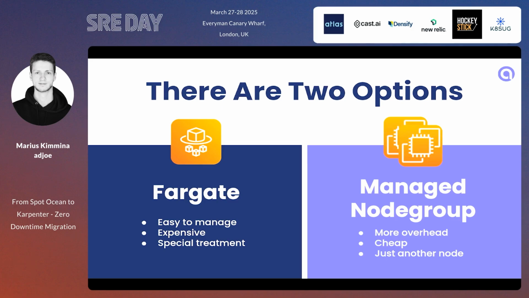Fargate, on the other hand, is the serverless option by AWS, so you don't worry about the concept of a node at all. You just run individual pods with their resource requirements, and it's more expensive and also requires some special treatment in certain cases. But we still decided that for us, the availability of Karpenter is so important that we went with Fargate for this.